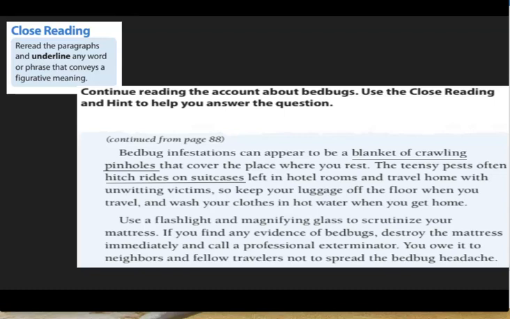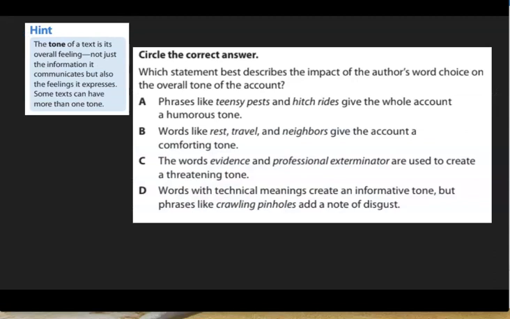Hitch rides on suitcases. That's something that only a human could probably do. So that is personification of these little bed bugs. And then finally, bed bug headache. That is a way to convey to us that it's definitely some trouble having to deal with it. Now, next, the tone of a text, in case we have forgotten what tone is. It is the overall feeling that the author is trying to get across. So the thing that they're trying to make you feel.